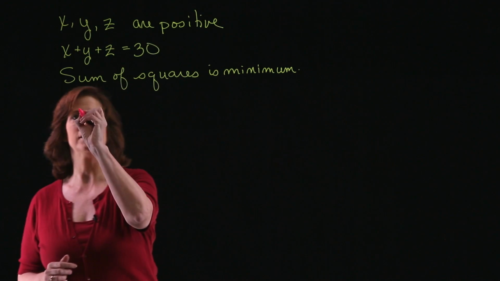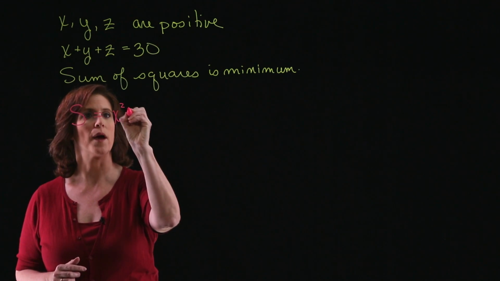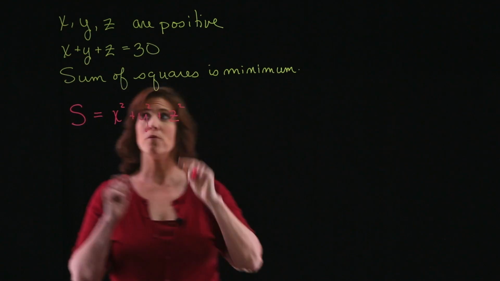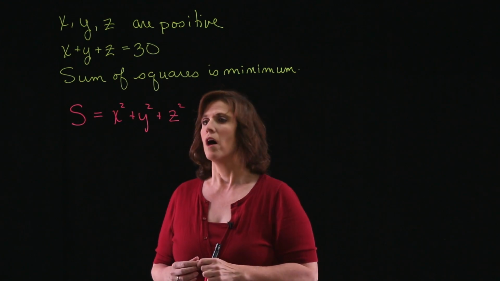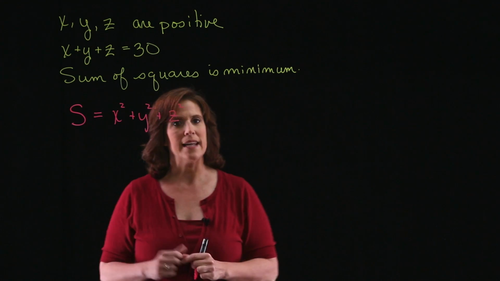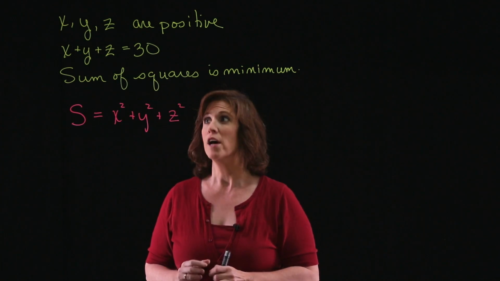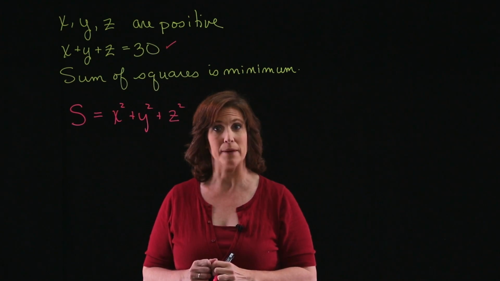So let me begin by just creating an equation. We'll say s equals x squared plus y squared plus z squared. That represents the sum of my squares, the thing that I'm trying to minimize. All right, well, I'm looking at this and I would like to write it as a function of just two variables, not three. So I'm going to use the secondary equation to help me do that.